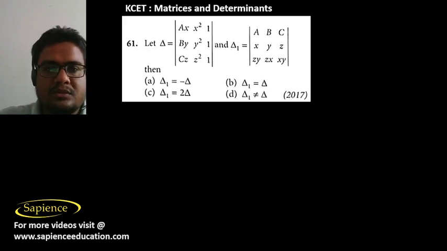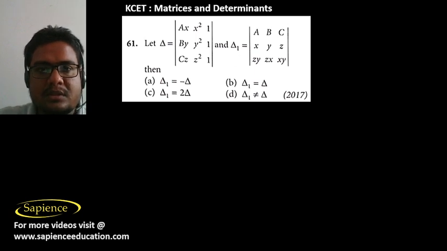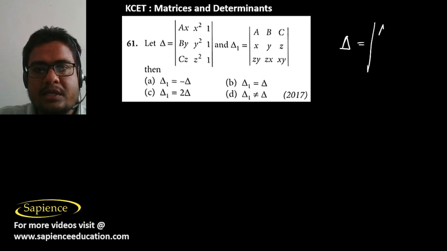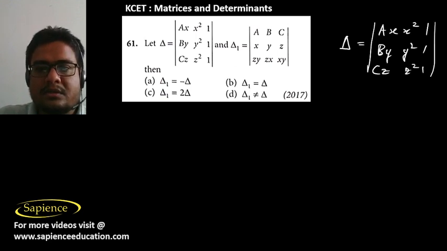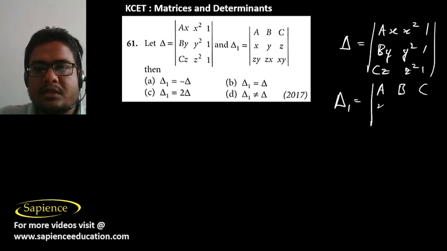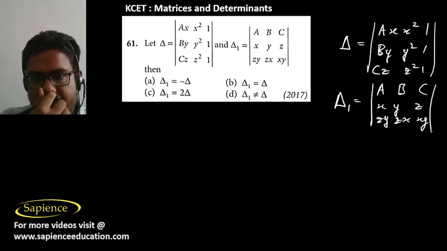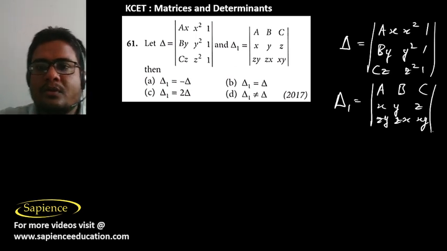Then in question number 61, it is told let delta be equal to the determinant of ax, x square, 1, by, y square, 1, cz, z square, 1, and delta 1 be the determinant of abc, xyz, zy, zx, xy. Then which is true?